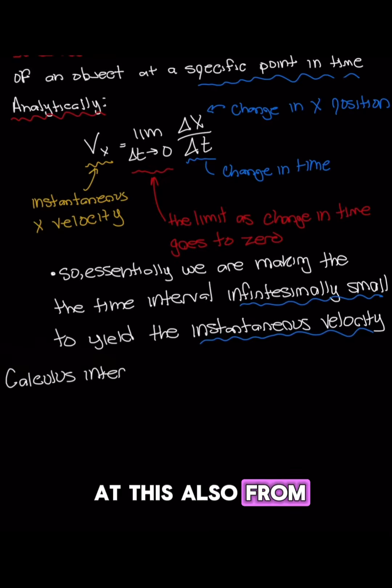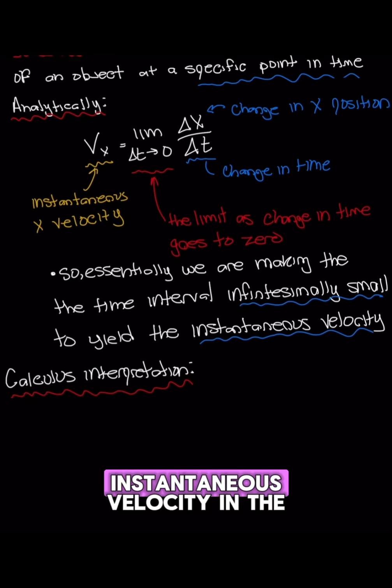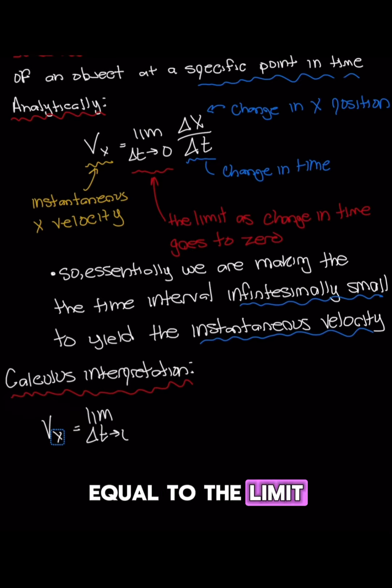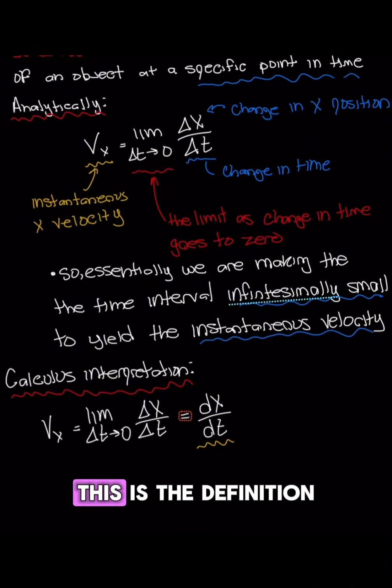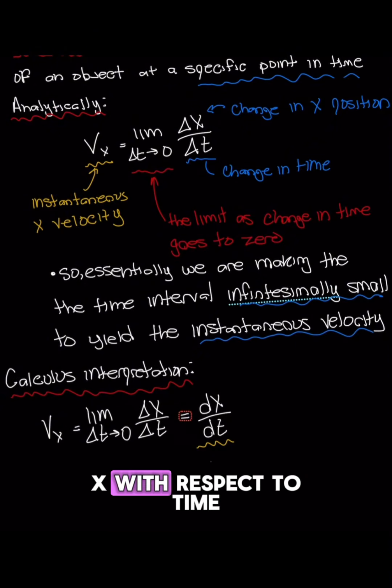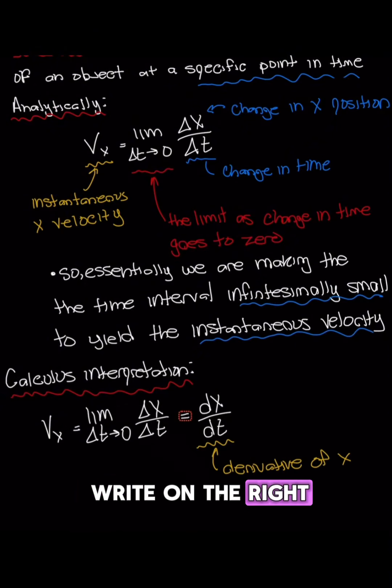So we can look at this also from a calculus interpretation. So we have the instantaneous velocity in the x direction equal to the limit as the change in time goes to 0 of the change in position over the change in time. And in calculus, this is the definition of the derivative of x with respect to time. So that's what we write on the right-hand side here.